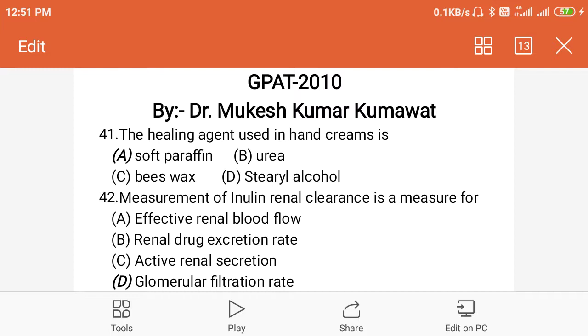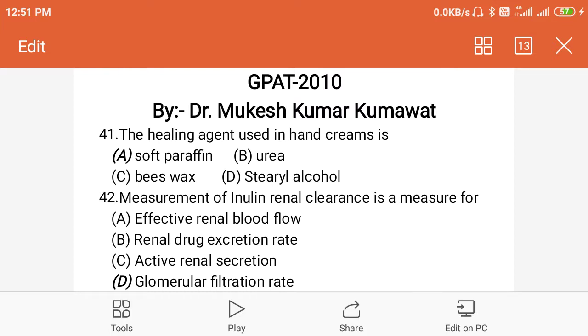So friends, look here: urea, beeswax, and stearyl alcohol may not be used as a healing agent in hand cream. Only the soft paraffin. You know, in the winters we also use soft paraffin for body cream or hand cream. So the answer would be soft paraffin.